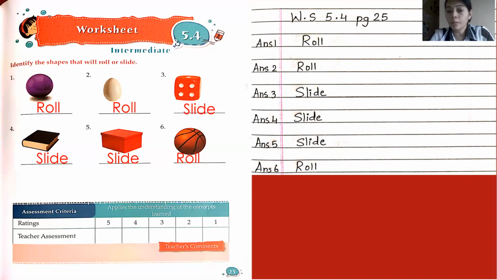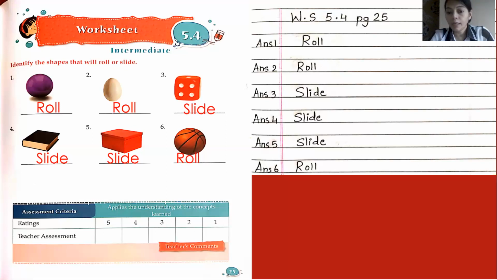Then inside the margin, write the answer. The third one is dice, correct? So what is the answer? Slide, SLIDE, slide. Then the fourth one. The fourth one is notebook and the answer is slide, correct? So you are going to write it in the same way. Write ANS number 4 outside the margin and inside the margin write the answer SLIDE.